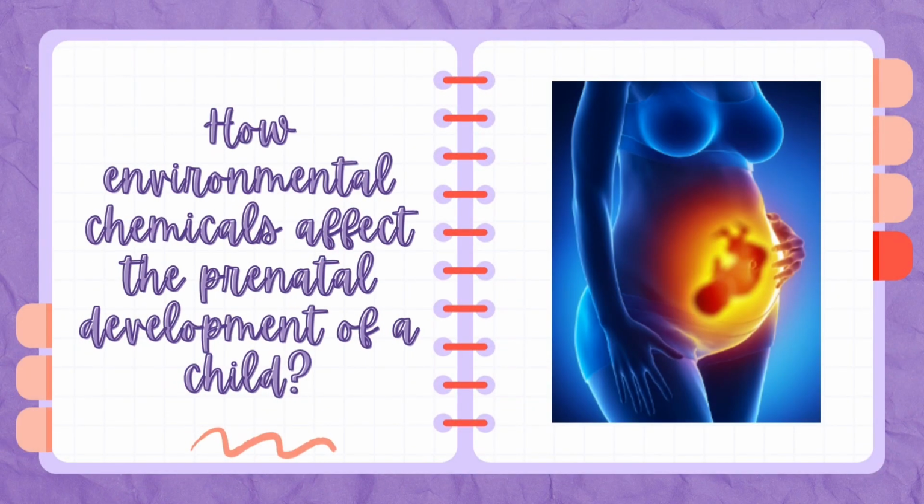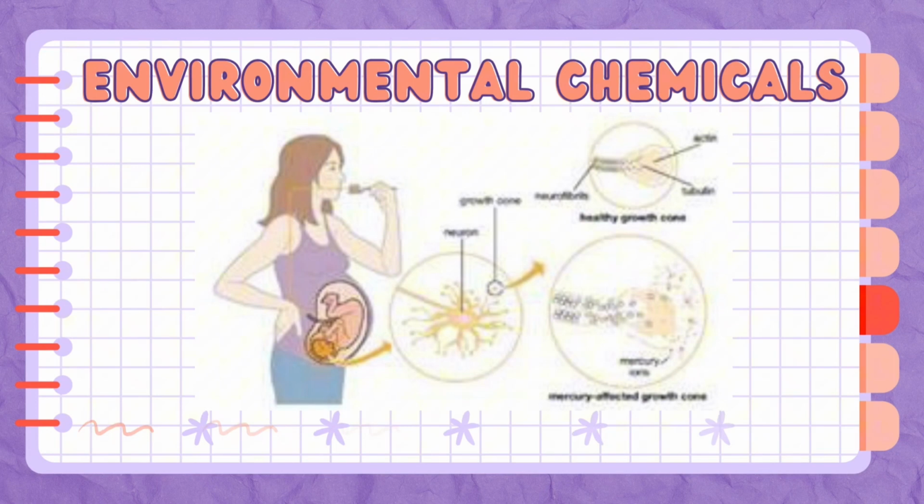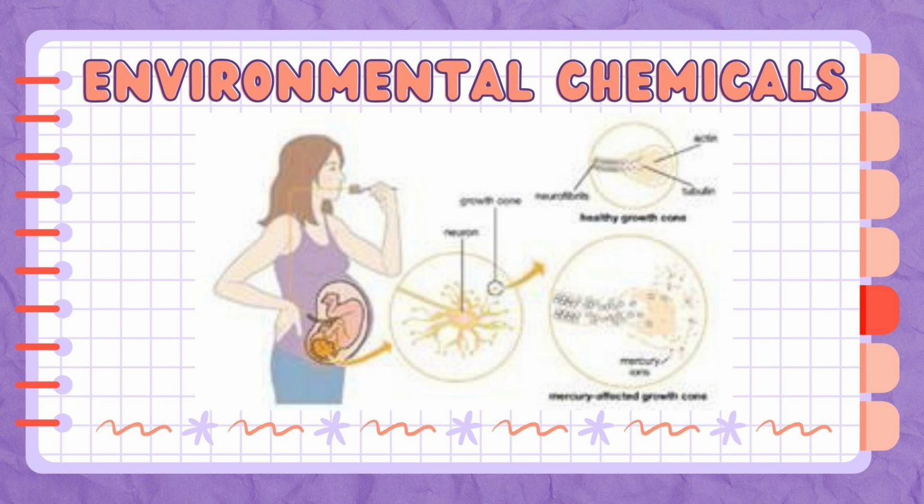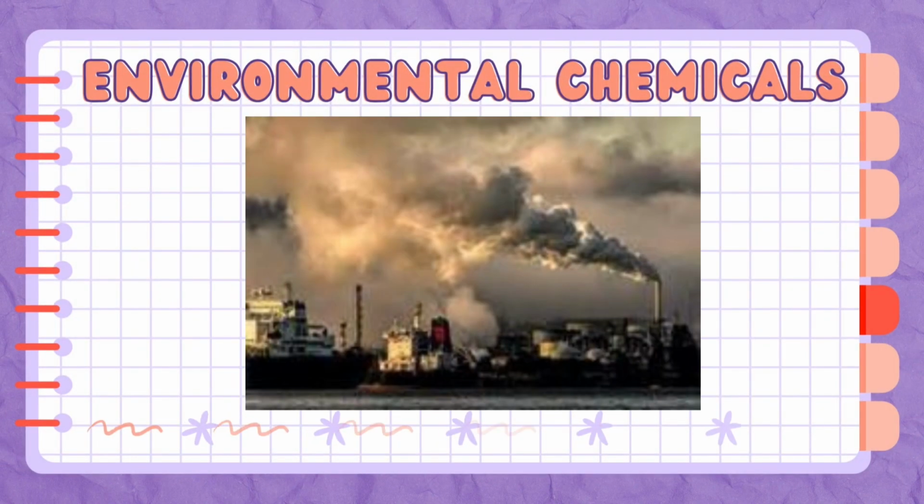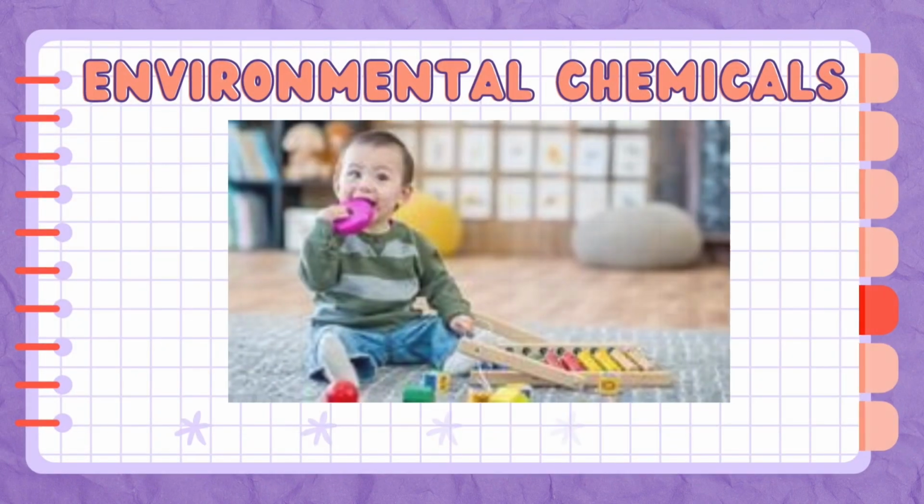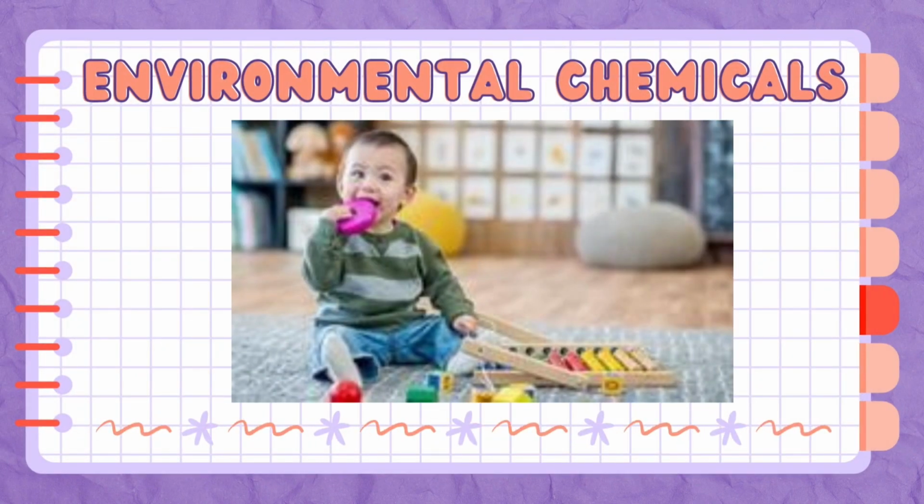Finally, let's talk about how environmental chemicals affect the prenatal development of a child. Environmental chemicals can include pollution, organic mercury compounds, herbicides, and industrial solvents. Some environmental pollutants of major concern include lead poisoning, which is connected with low birth weight and slowed neurological development.